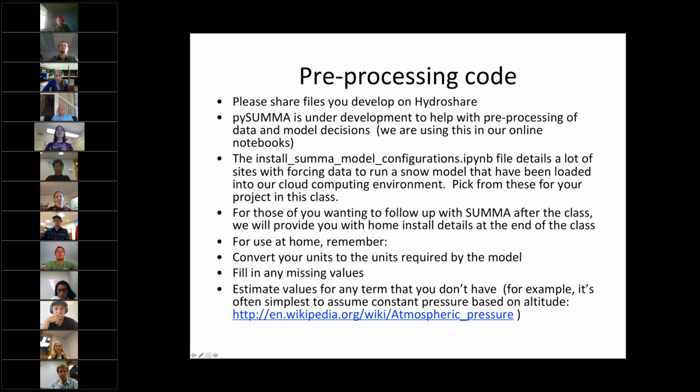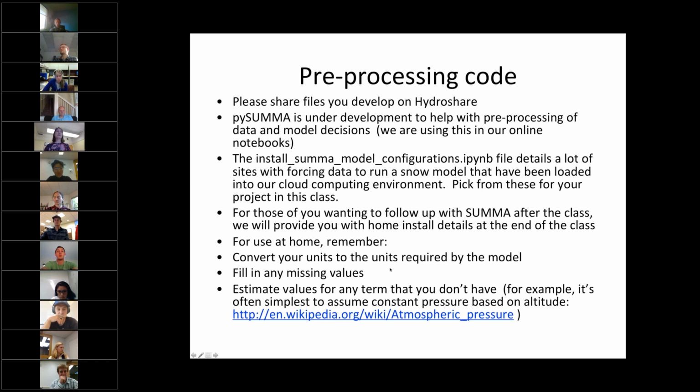The install SUMA model configurations file shows you a lot of sites with forcing data that you can use to run a snow model, and you can choose for your project to use any of this data. I strongly recommend, given the timeline, that you only pick from these data files for this class. You don't have time to prep your own data files. We will provide you information for a home install at the end of class if you want to do it afterwards. And just one more time to remember, always convert your units to units required by the model.